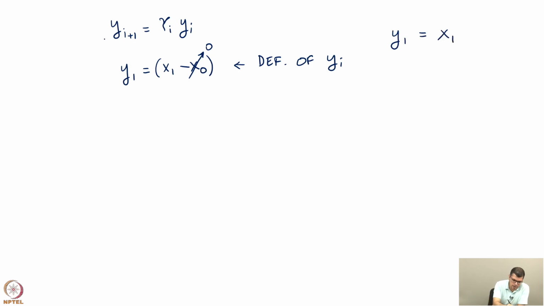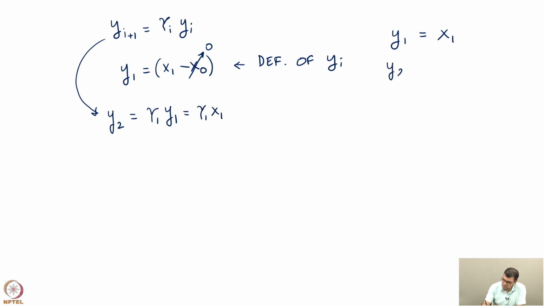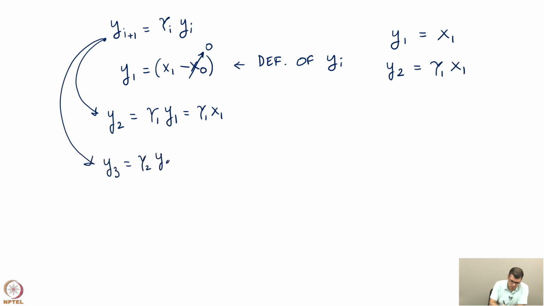Secondly, now I will apply this where I get y2 is simply equal to gamma 1 times y1, but y1 is just x1. So, I get gamma 1 x1. So, this means y2 is just equal to gamma 1 times x1. If I apply this for i equal to 3, I get y3 is equal to gamma 2 y2, but I know y2 is simply gamma 1 x1. So, I get y3 as gamma 2 gamma 1 x1, and so on and so forth.